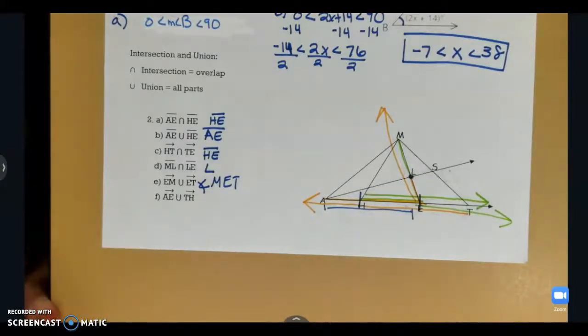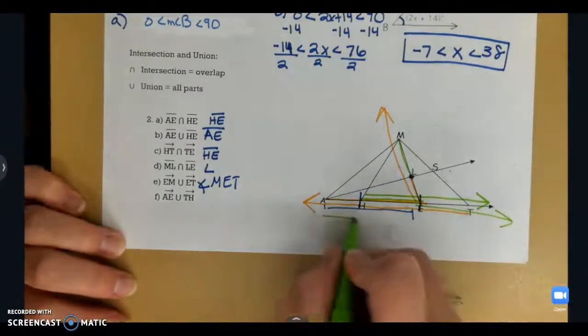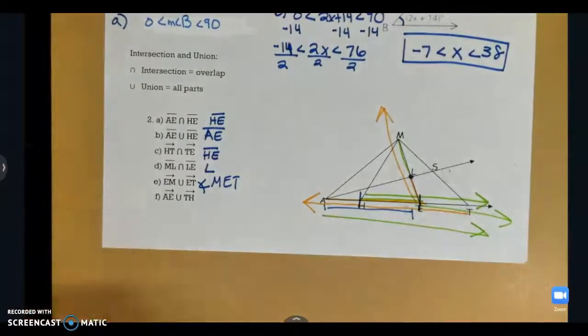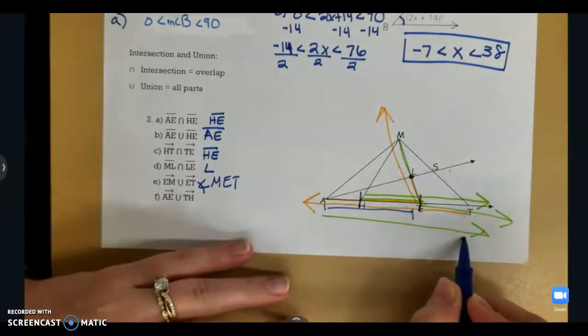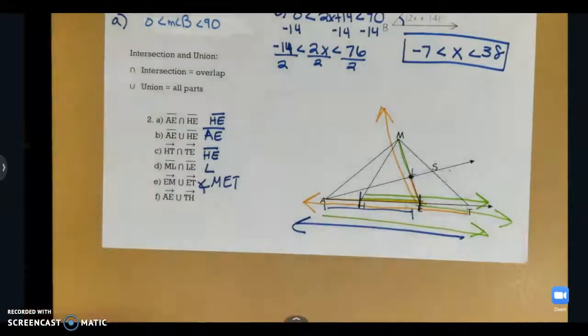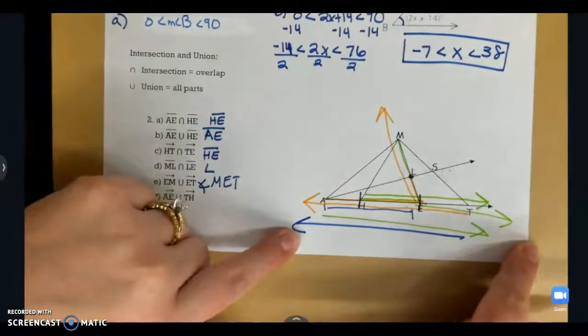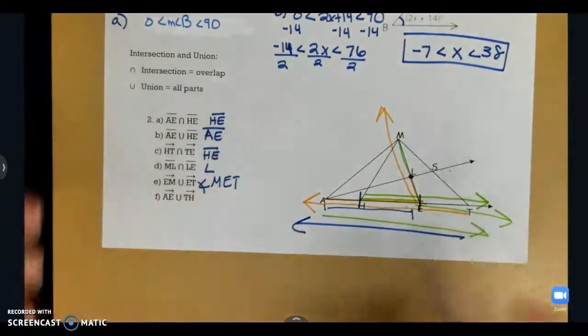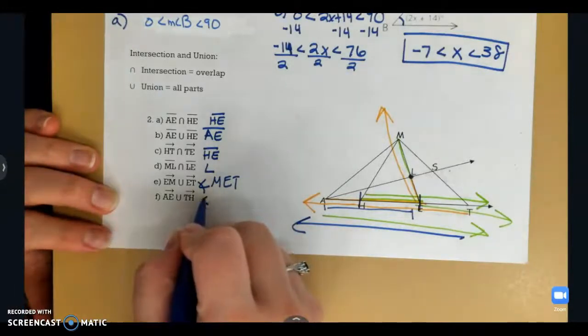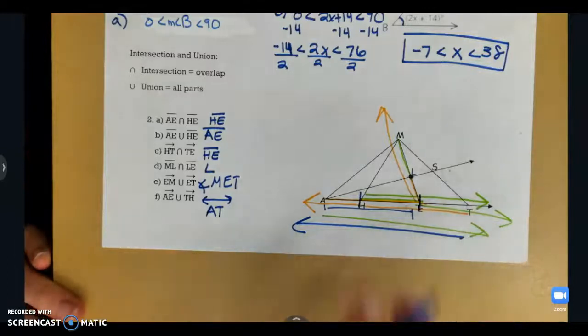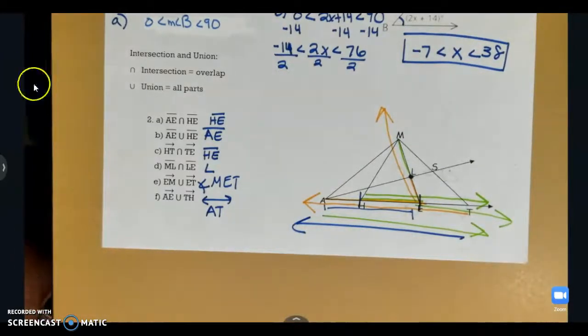And lastly, ray AE. Ray AE is going this way. And ray TH, the union. So the union is going to be the combination of those two rays, and because they are going along the same line in opposite directions, it's going to be line AT. It goes on and on forever in both directions. And that will conclude our 1.2 notes.